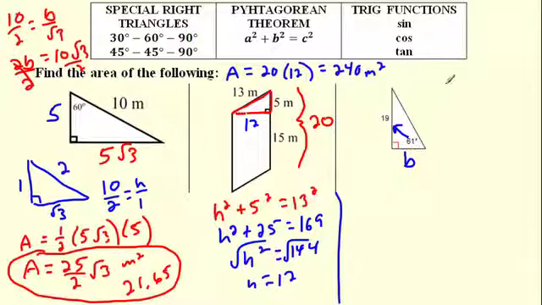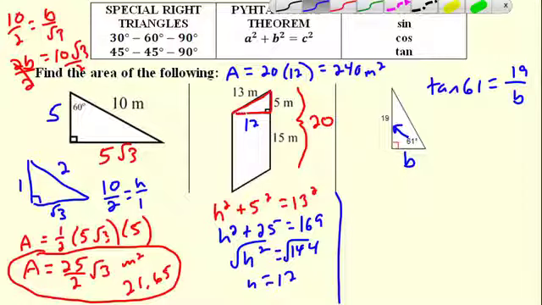This is adjacent. So I'm going to say opposite over adjacent. That's got to be tangent. The tangent of 61 equals what? Opposite over adjacent. And now let's solve this.